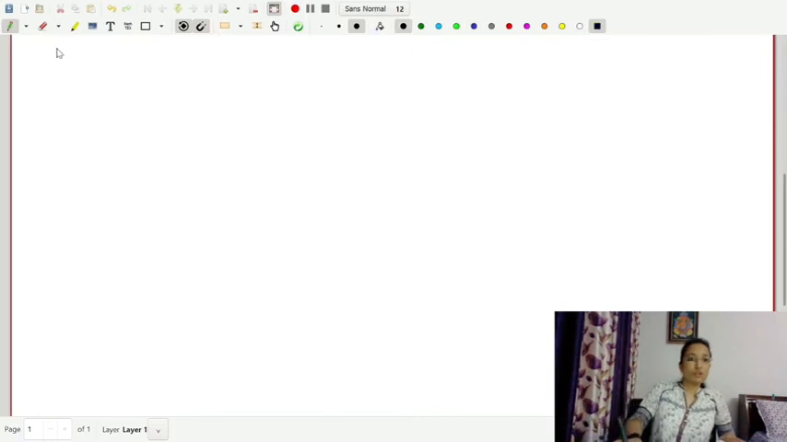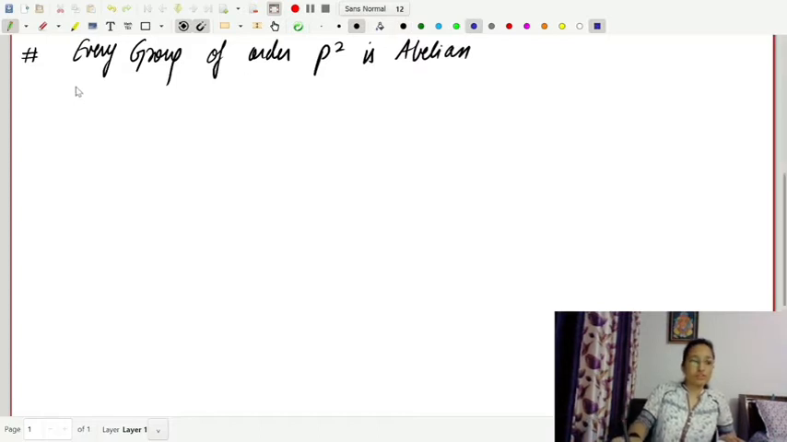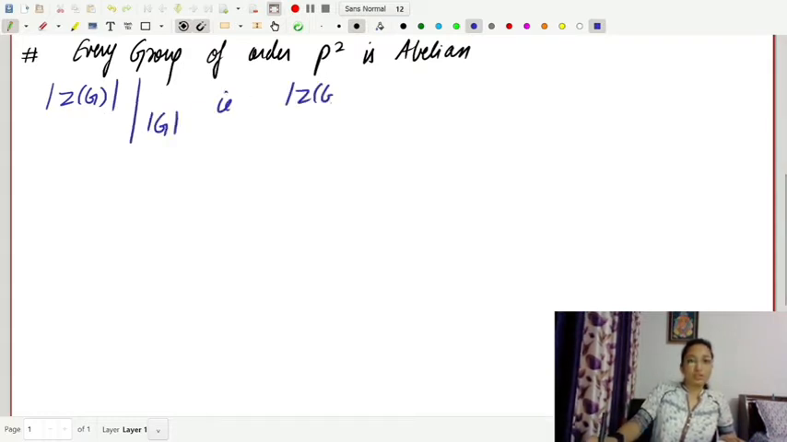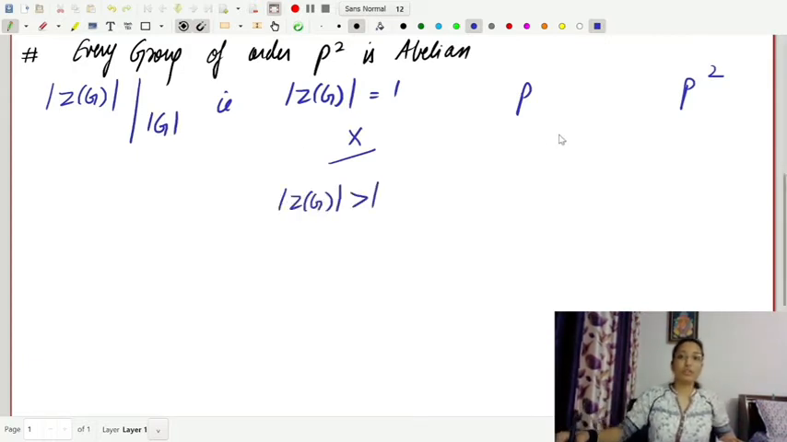The next result which we are going to do is: every group of order prime square is abelian. By considering the order of the center of G, the order of the center of G divides the order of G, that is, the order of the center of G can be 1, P, or P square. 1 it cannot be because it is a P group, therefore the center of G is greater than 1, as we have done earlier.